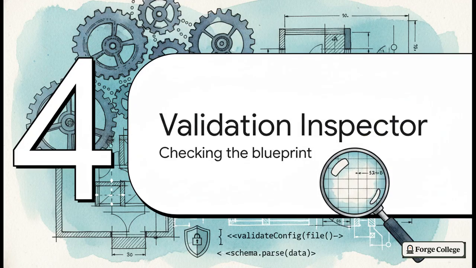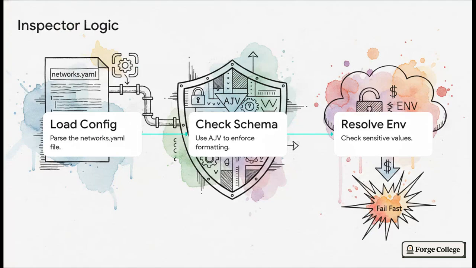Which brings us to Section 4, the validation inspector, checking the blueprint. Drafting a blueprint is great, but we need an inspector mechanism to make sure it isn't completely flawed. So here's the underlying logic for our validate config.js script step by step. Step 1, we parse and load the networks.yaml file using js-yaml.